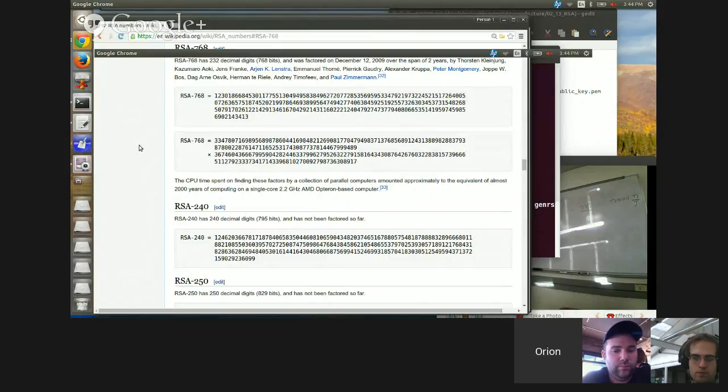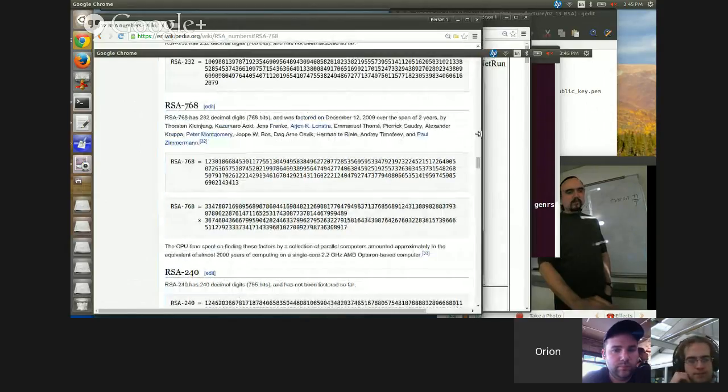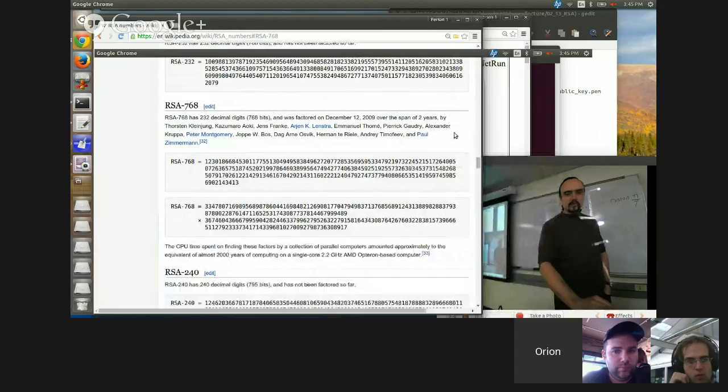So calculating this was the equivalent of about 2,000 years on a modern machine. And no one has actually publicly admitted to factoring any of the larger RSA numbers. So this is a little bit surprising, right?